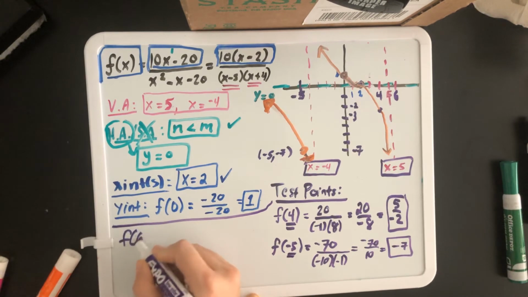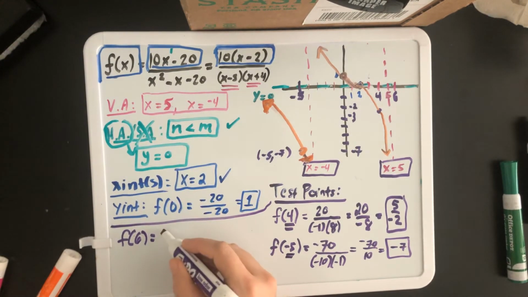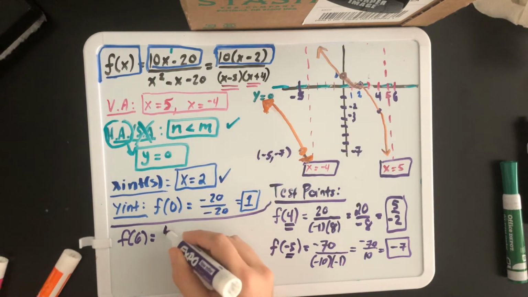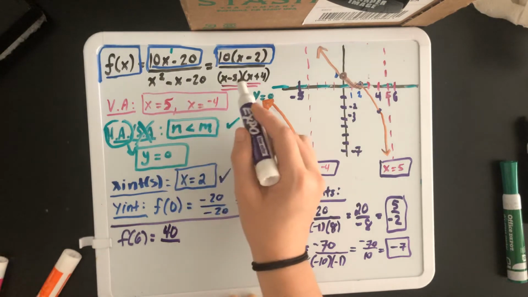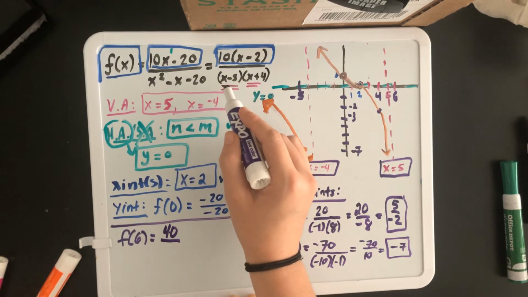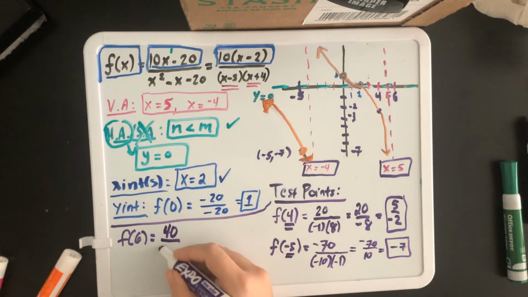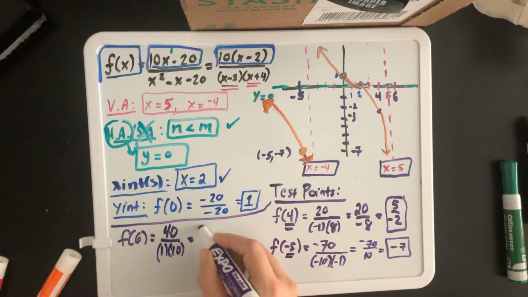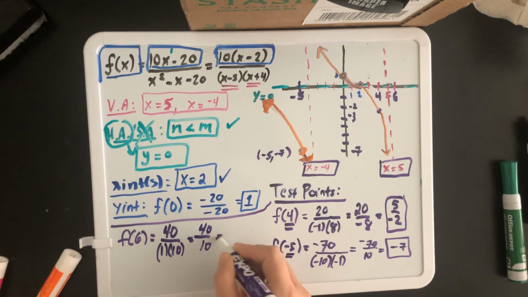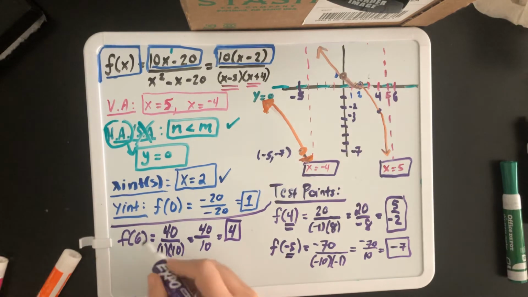F of 6. If you input 6 to your function, 10 times 6 is 60, and 60 minus 20 is 40. Divide that by, again, the input of the denominator when you have 6 here. 6 minus 5, in the factored version is easier. 6 minus 5 is 1. And 6 plus 4 is 10. So I'm getting 40 divided by 10. Or in other words, simplifying, 40 divided by 10 is just 4, isn't it? So at the input of 6, I should be getting an output of 4.